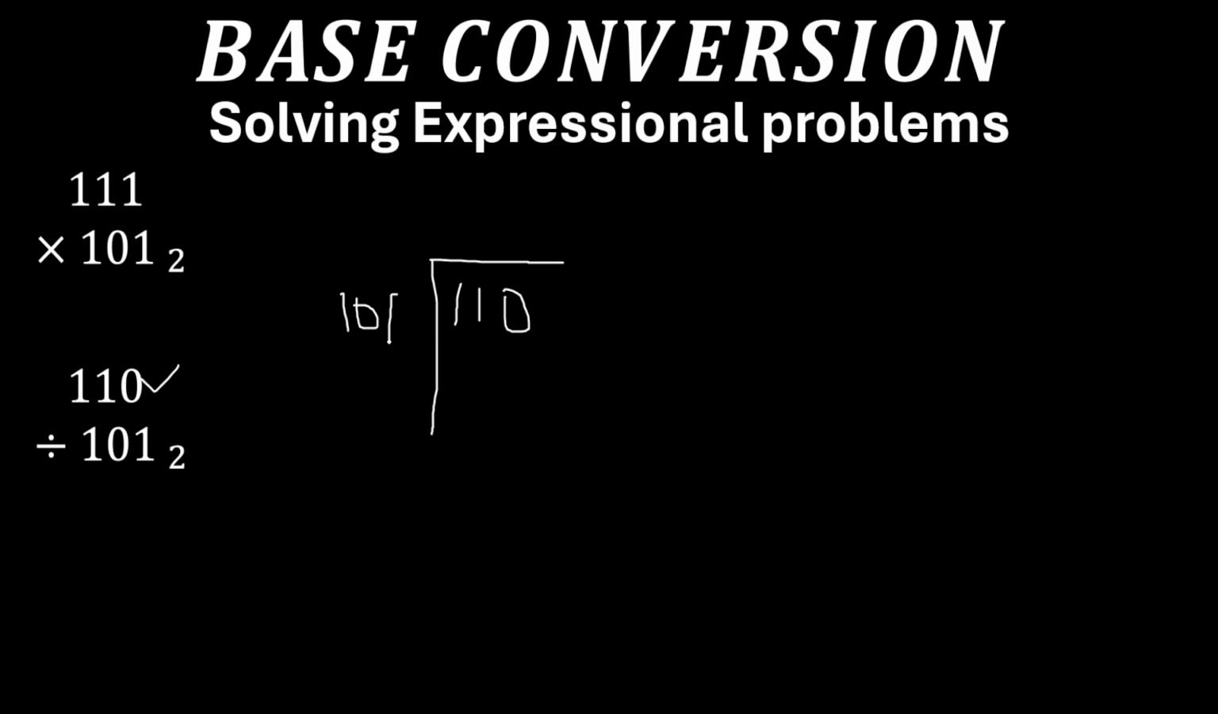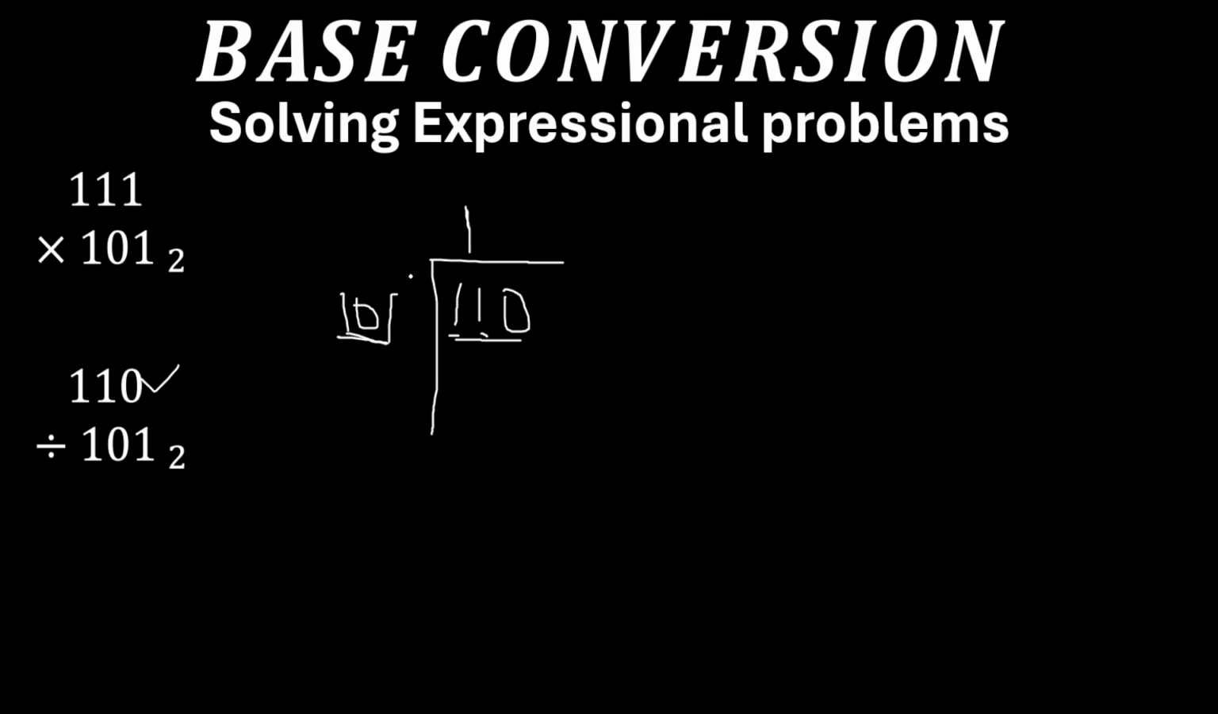We will look for 101 inside 1. Is that possible? Not possible. We also look for 101 inside 11. Is that possible? It's not possible. You can see that I'm increasing the number of digits based on the capability of the number to contain the number that I want to divide by, which is the divisor. So let us see 101 inside 110. Is it possible? Yes, it is possible. How many times? Only one time.